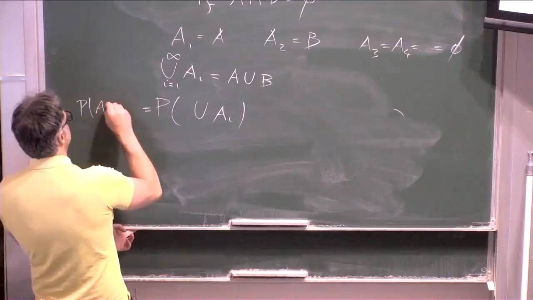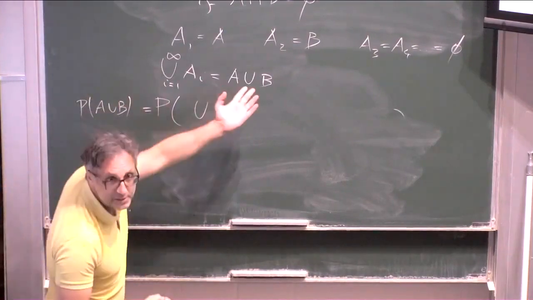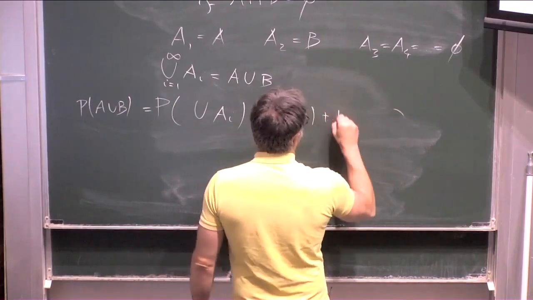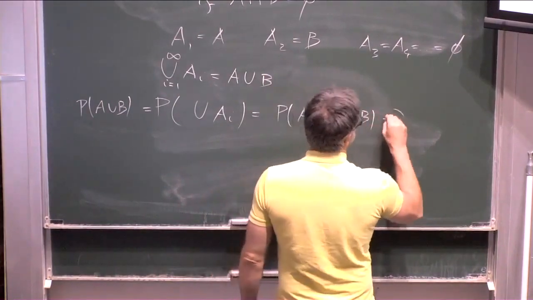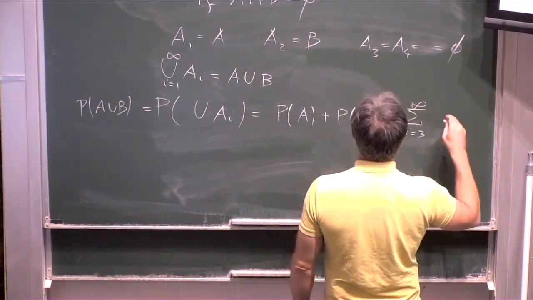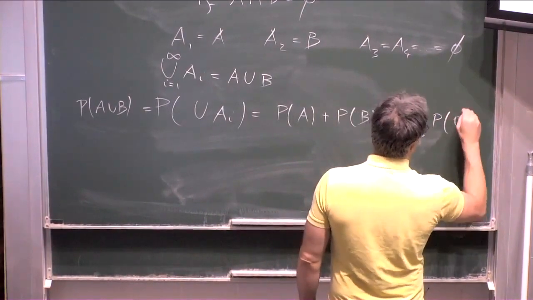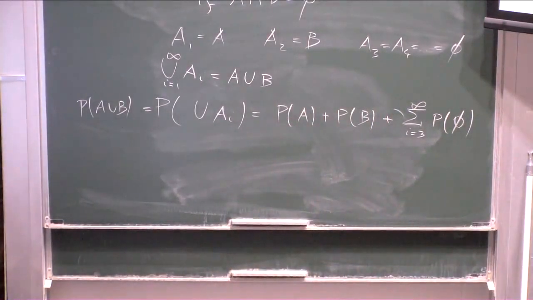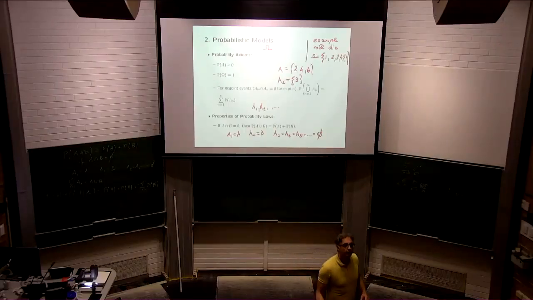So what I can conclude is that the probability of the union of the A_i, which is equal to the probability of A union B in this particular case, is equal to the probability of A plus probability of B plus the sum from i going from 3 to infinity of the probability of the empty set. The same set. You're summing it infinitely often.